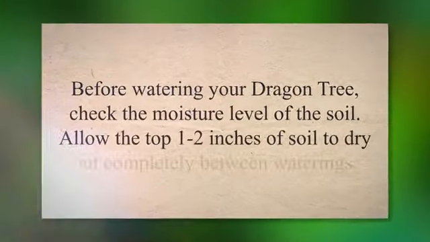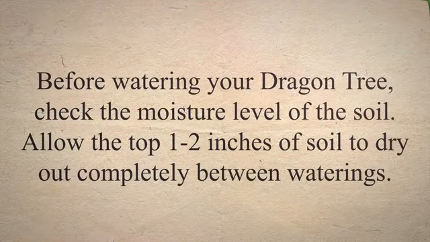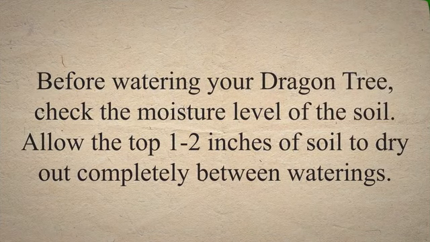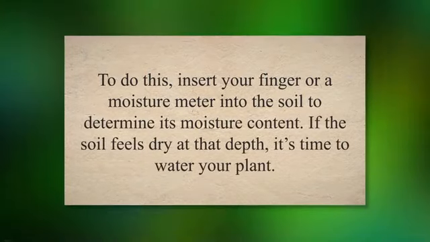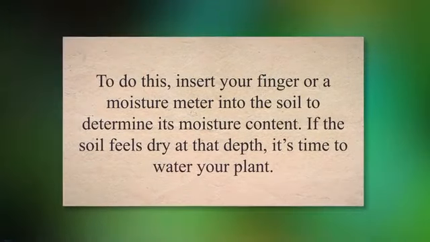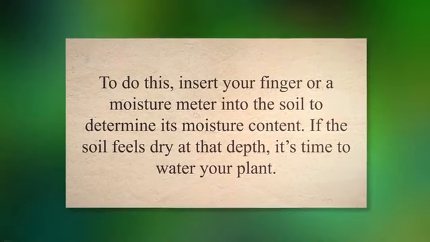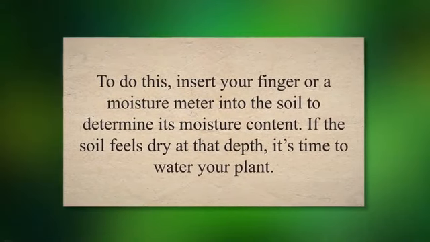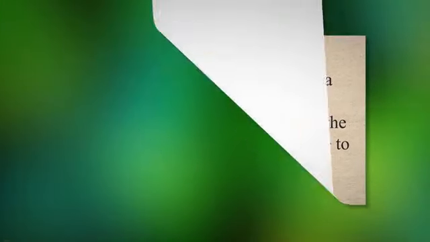Before watering your dragon tree, check the moisture level of the soil. Allow the top 1 to 2 inches of soil to dry out completely between waterings. To do this, insert your finger or a moisture meter into the soil to determine its moisture content. If the soil feels dry at that depth, it's time to water your plant.